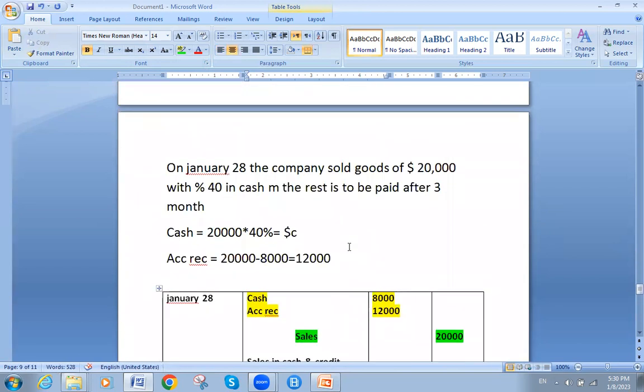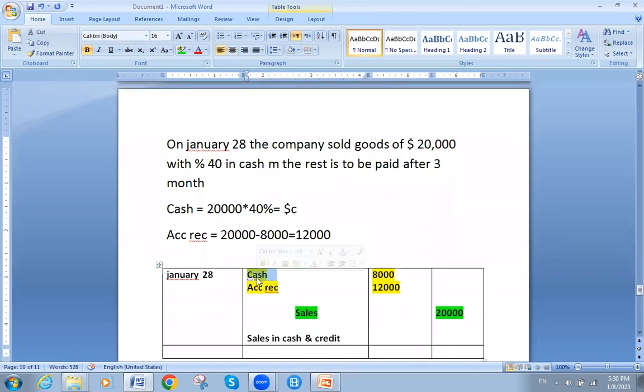And the third thing is, what about if I receive part of the money in cash and part of it in account receivable? So it will be from cash and account receivable into sales. From cash and account receivable into sales, and that's it.